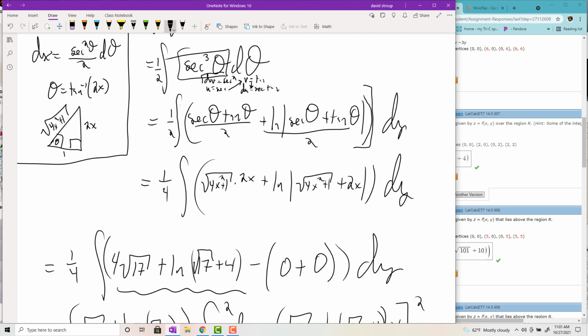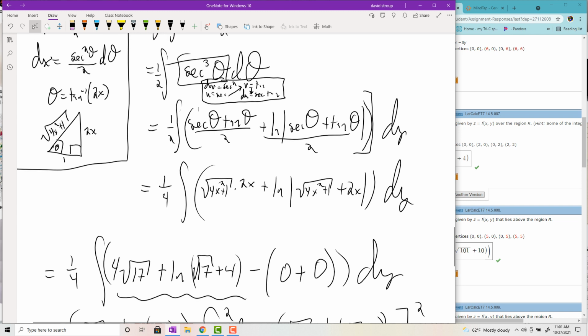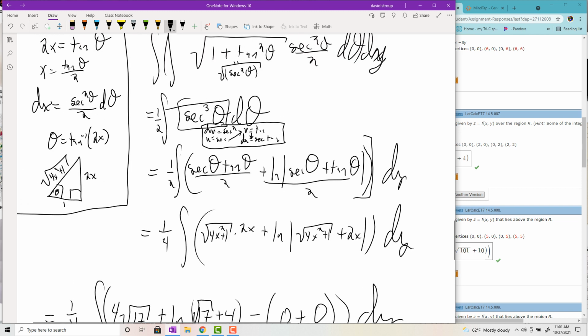You can do it by parts, and then it turns into a looper, and you have to solve for the integral. It's annoying. It just turns into this though. And then you back sub using the triangle. So secant of theta, remember, is 1 over cosine. So it's hypotenuse over adjacent, square root of 4x squared plus 1 times tan of theta. Tan is opposite over adjacent, so 2x over 1, and then plus ln of the same stuff, but added, right?